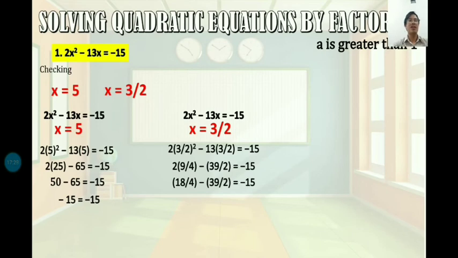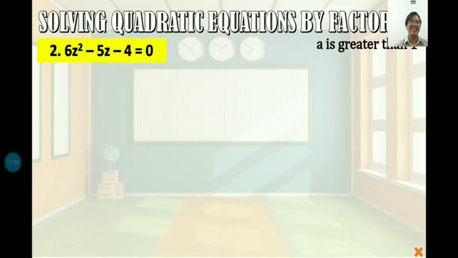Let's check. The lowest term of 18 over 4 is 9 over 2. So 9 over 2 minus 39 over 2, is that equal to negative 15? 9 minus 39 is negative 30. Then copy the denominator 2. Is that equal to negative 15? Negative 30 over 2 is negative 15. So therefore, x as 3 halves is also correct. Alright? Now, let us proceed to our next example.